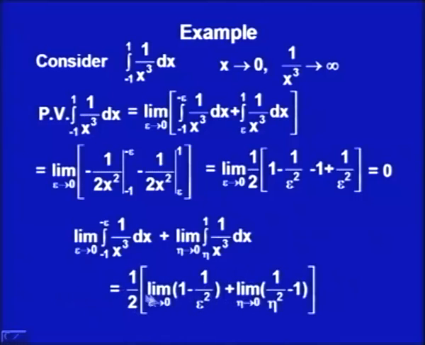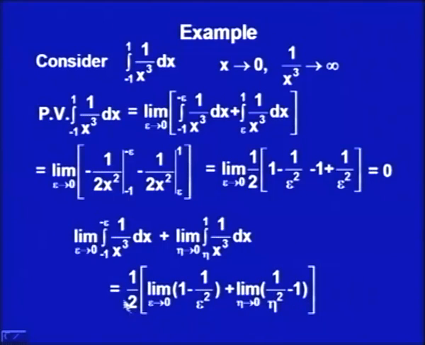So, let us write out this evaluation. What we are getting is the first one would be 1 minus 1 upon epsilon square, the second one would be 1 upon eta square minus 1. Now, when I take the limit as epsilon approaches 0 in the first integral, this limit does not exist. Similarly, the second limit also does not exist.